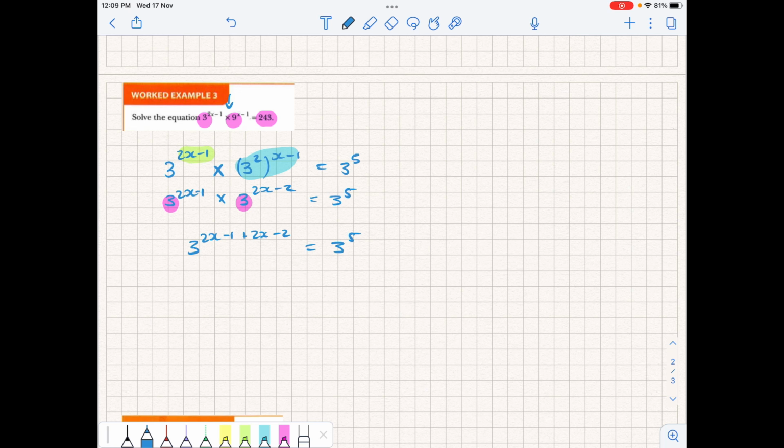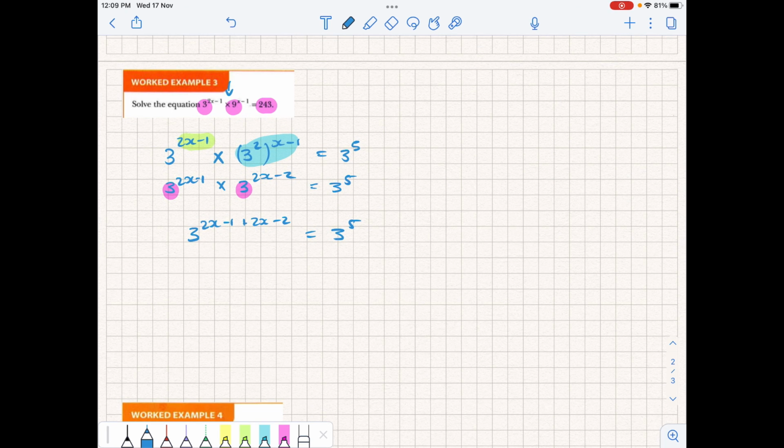I have the same base on both sides, so I can just drop the bases and equate the exponents. That's what you're doing when you're solving exponential equations: you're trying to get the same bases so that you can drop them and just equate exponents. So we have 2x minus 1 plus 2x minus 2 equal to 5, 4x equal to 8, and x equal to 2. You can always double check by putting your answer into the original equation and checking if the solution works.